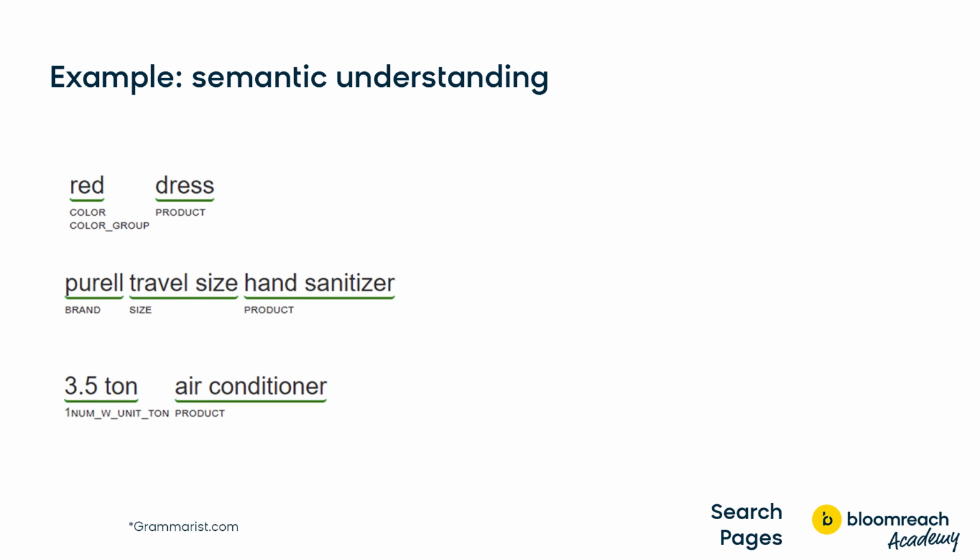Consider the query Purell travel size hand sanitizer. Bloomreach can parse this query and understand that the product is hand sanitizer and Purell is the brand and travel size is the size, which are both attributes of the product hand sanitizer. The same goes for a query such as 3.5-ton air conditioner. Bloomreach can do a really good job of evaluating numeric or alphanumeric queries. And in this case, Bloomreach will understand that air conditioner is the product and 3.5-ton is a numeric attribute.